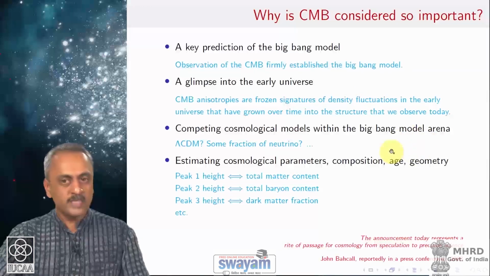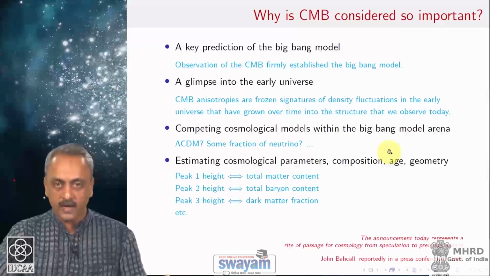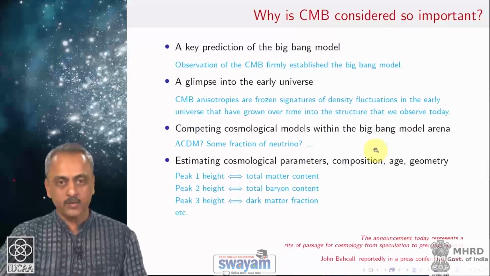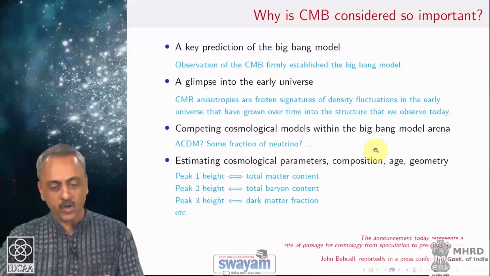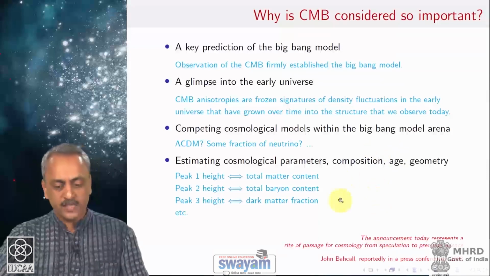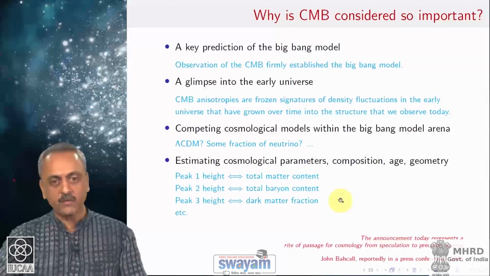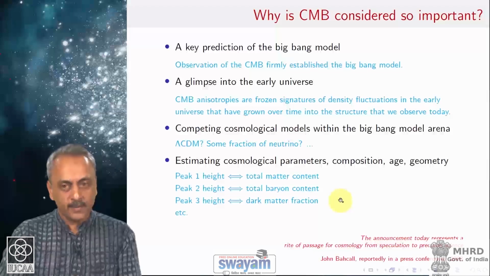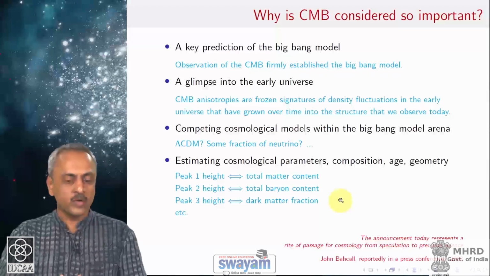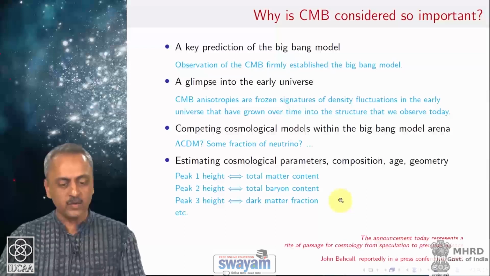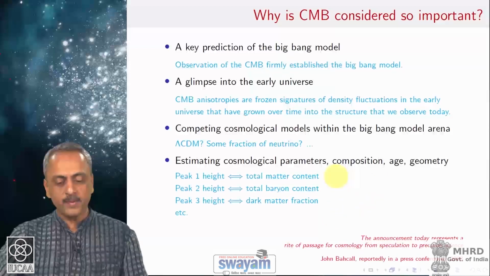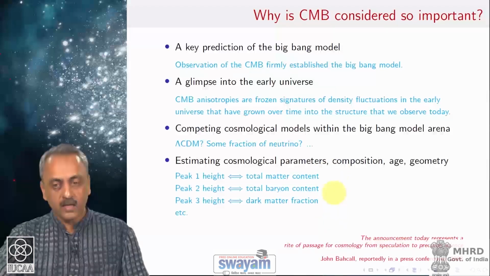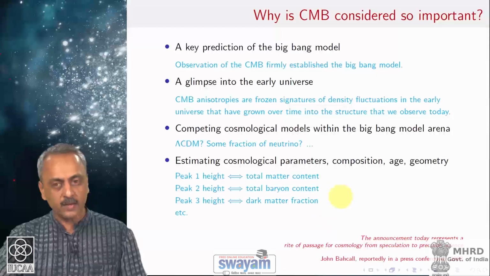There are competing models even within the Big Bang umbrella of models, and hopefully the CMB data will tell us something about which model is better supported by data, which is not, and so on and so forth. More specifically, all these cosmological models come with their own set of cosmological parameters. Cosmological parameters, for example, are the total mass of the universe, total energy content of the universe, and so forth. And the CMB power spectrum specifically is related to these fundamental attributes of the universe in a very sensitive fashion.